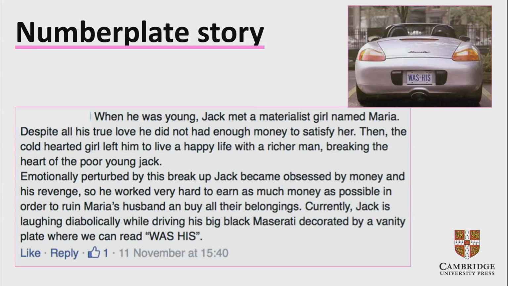so he worked very hard to earn as much money as possible in order to ruin Maria's husband and buy all her belongings. Currently, Jack is laughing diabolically while driving a big black Maserati decorated by a vanity plate where we can read, "was his."